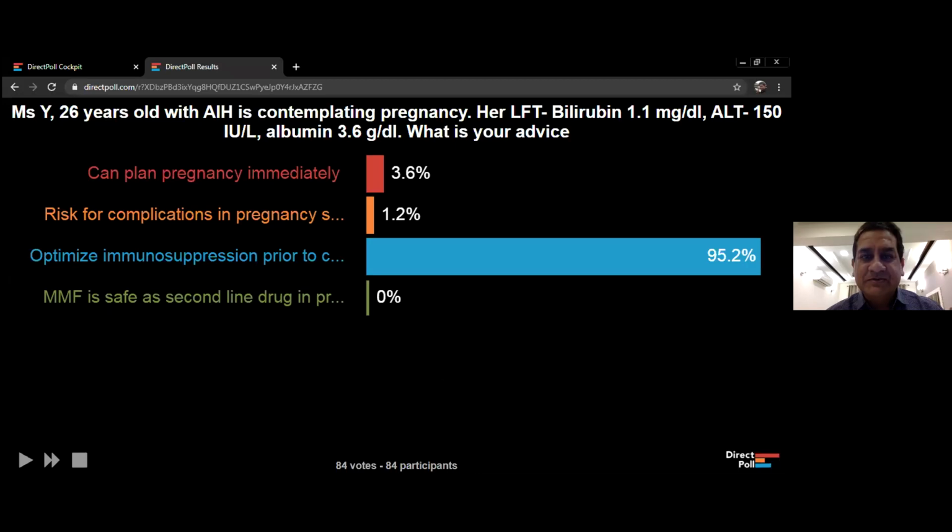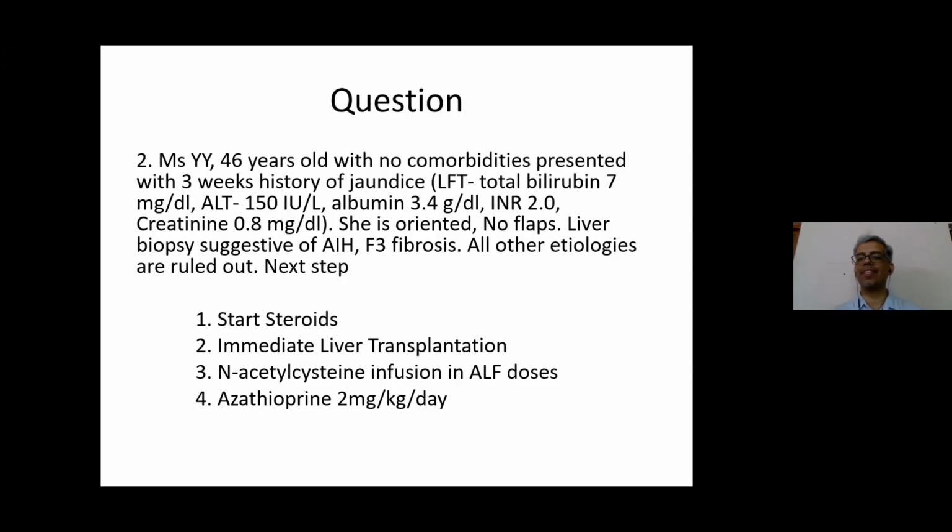Okay, so almost 90% of people have said option 3, that is, optimize immunosuppression prior to conception. I think that's a very good thing. Everybody is very attentive and was listening to all the things. So that's a very good take on this. Okay, let me go on to the next question.